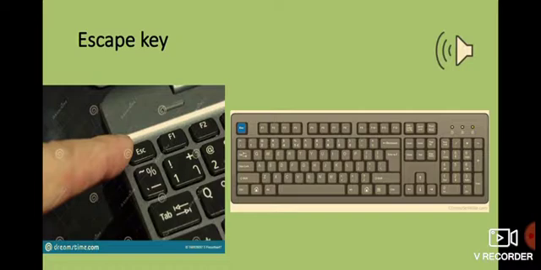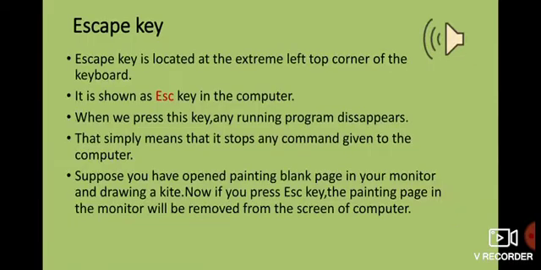It is also known as the ESC key. Now, where is this key located? If you have ever seen a keyboard, or if you have a keyboard at your home, or you can see in this picture, a keyboard is shown. At the extreme left side, at the top corner, there's a key on which ESC is written. This is the escape key. We will talk about what the function of this escape key is.